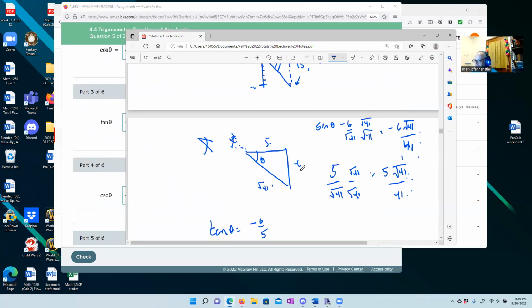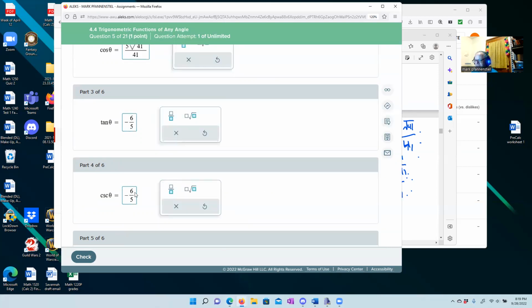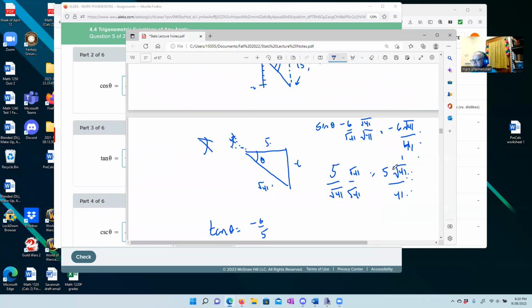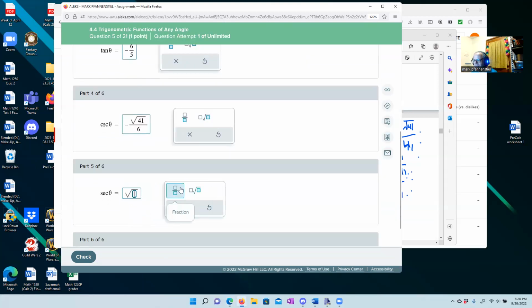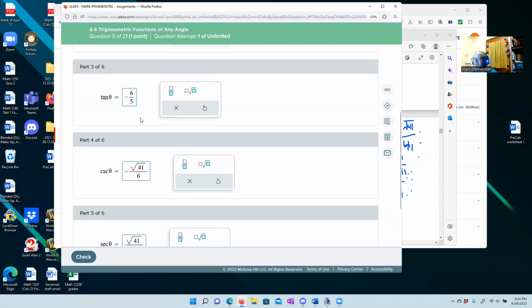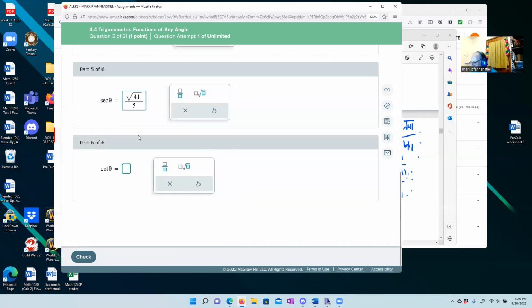Okay, cosecant, that's what we're looking for. That is root 41 over the opposite, so root 41 over negative 6. So we have negative root 41 over 6. Now the negative is on the outside, not the inside, so be careful about that. That's cosecant. Secant is the reciprocal of cosine, so that's root 41 over 5. And then cotangent is finally there. We have cotangent that's going to be negative 5/6.